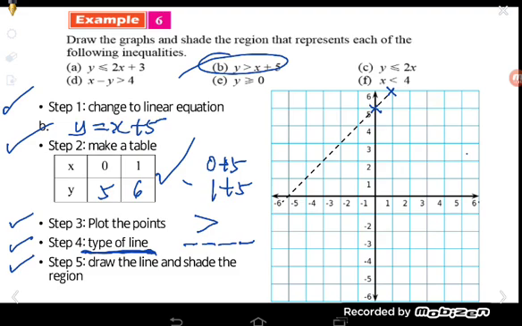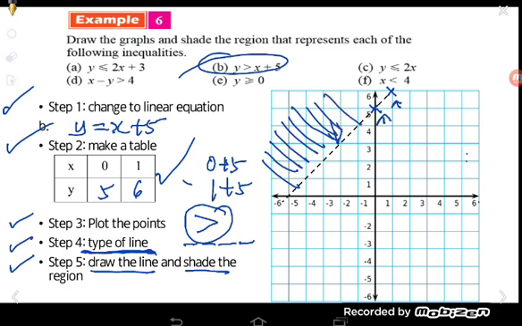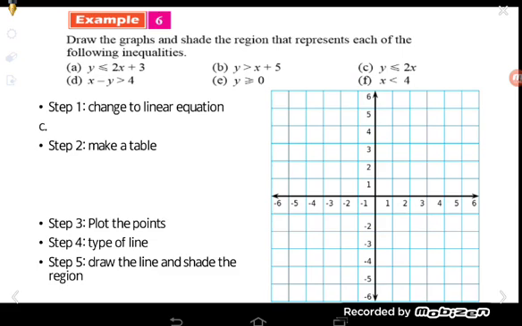Okay, you have drawn that. Then use a ruler. You can extend the line over here, even though you have only 2 points here. You extend it with your ruler. And then you shade the region once again. Look at this. So the region will be here. This is y more than x plus 5. Okay, that is very easy. So go to C.